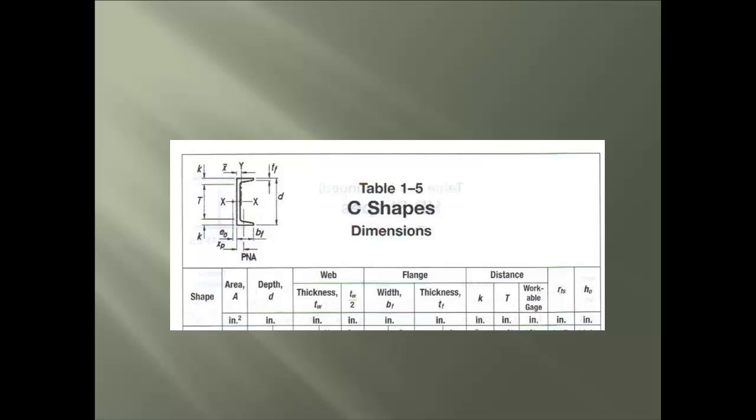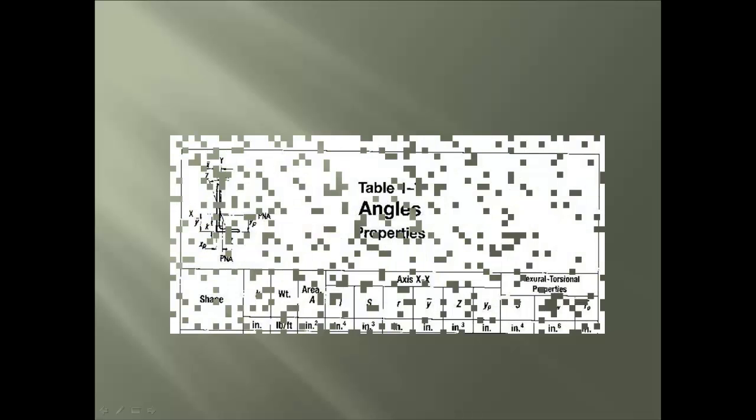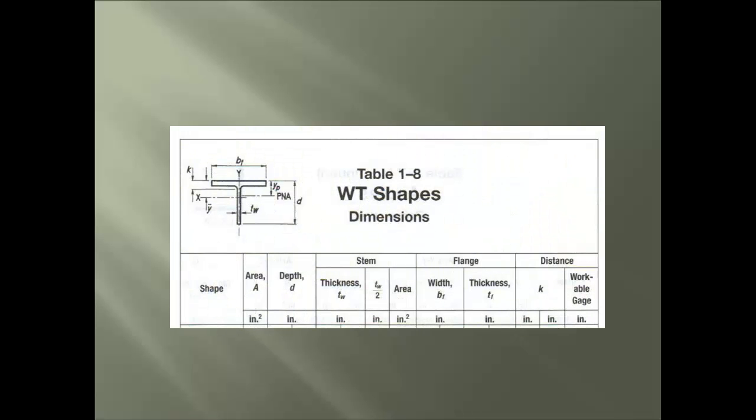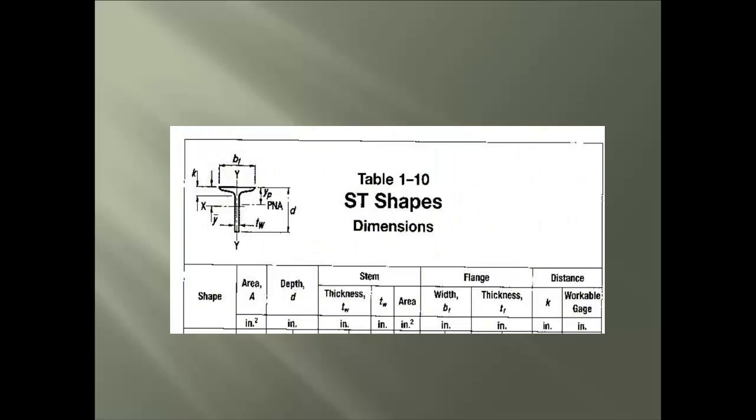We now see the two types of channels. First is the C shape, and next is the MC shape, also known as miscellaneous channel. Now we move into the angle shape, also known as the L shape, which could have legs of equal or unequal lengths, but usually the same thickness. Here are two of the three structural T shapes, which the first is the WT, and then the ST.